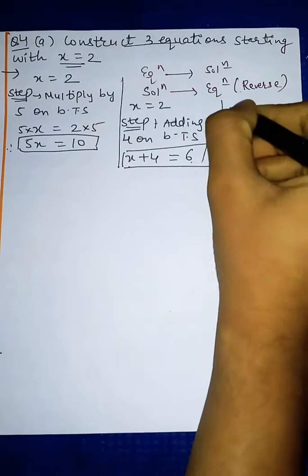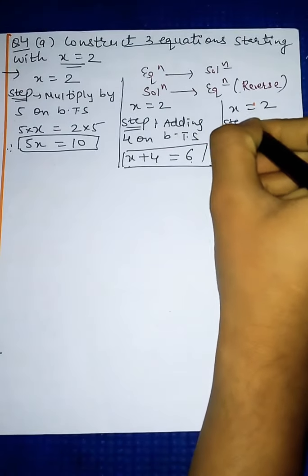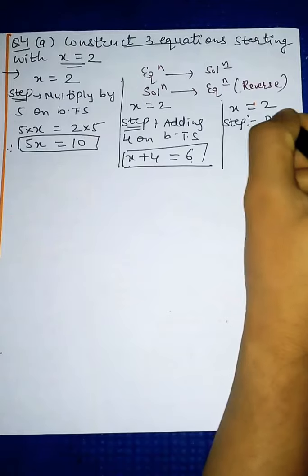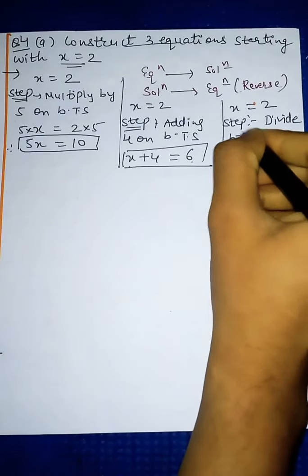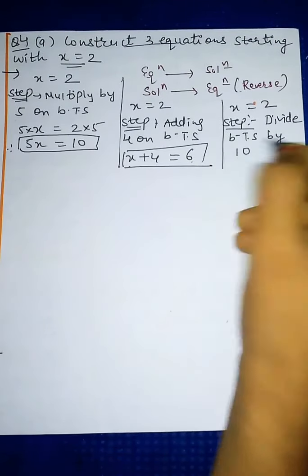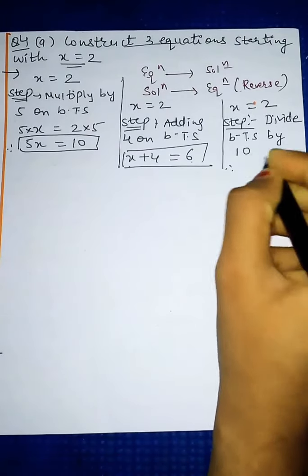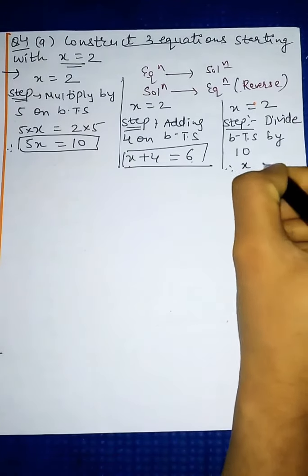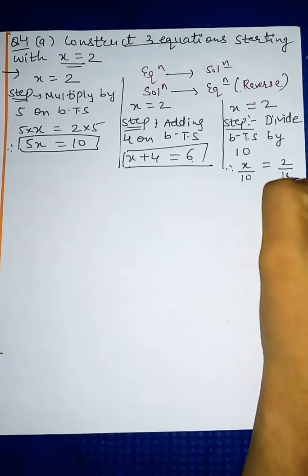Now third, again x equal to 2 is given. Now I am dividing both the sides by 10, or you can take any number. I have taken 10, dividing both the sides by 10. So here it was x and here it was 2. So here I will write upon 10, here also I will write upon 10.